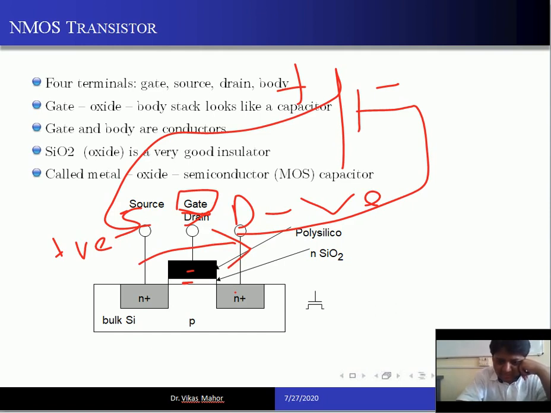Fine. Now, will there be any flow of current? Let's just check. This is n-type material and this is p-type material. So it will form a PN junction. Fine. Let's see the PN junction. No, just opposite of this. It is like this. P-type is here and n-type is here. So how you make a diode? Like this.